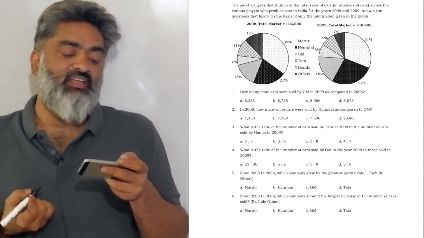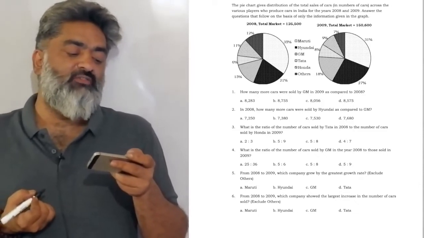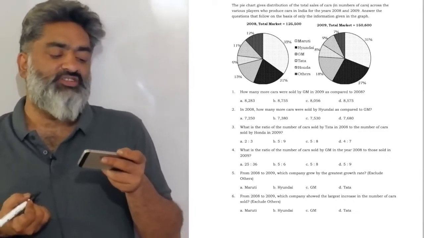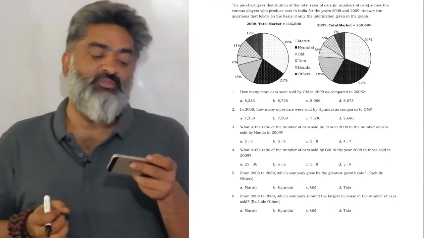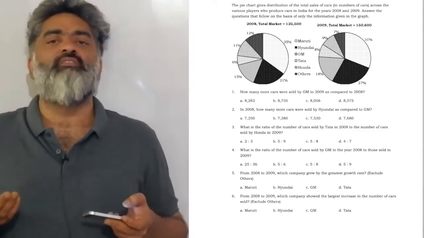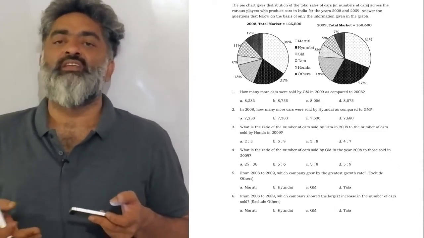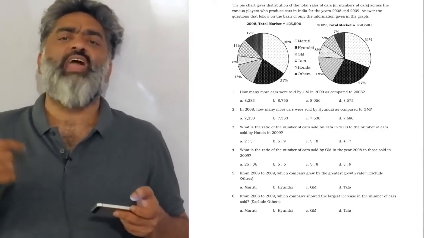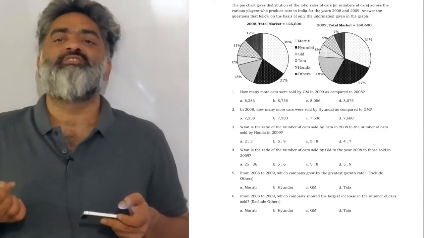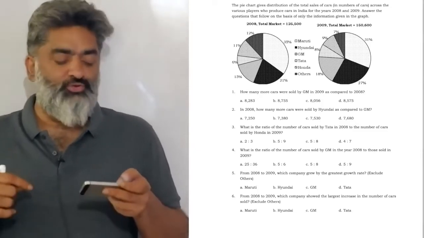It says the pie chart gives distribution of the total sales of cars in numbers of cars across the various players who produce cars in India for the years 08 and 09. Answer the questions that follow on the basis of only the information given in the graph. So my step number one is just going to be a preview, just the way we do in reading comprehension. Just warm up with the data, get comfortable with the data, look at it a couple of times, try out a calculation or two on your own even before proceeding to the questions. I'm also assuming that you are familiar with basic pie charts. If not, there is another video available for that. Please go through that, right?